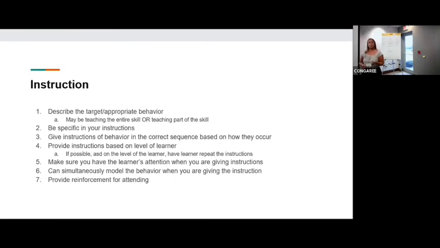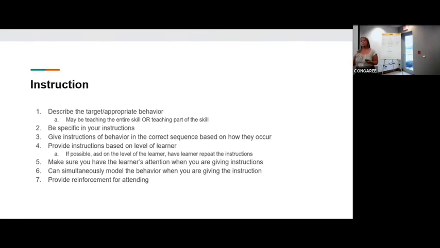Provide those instructions based on the level of the learner. Have the learner repeat the instructions. So that can be one way, just to know that that learner is paying attention.